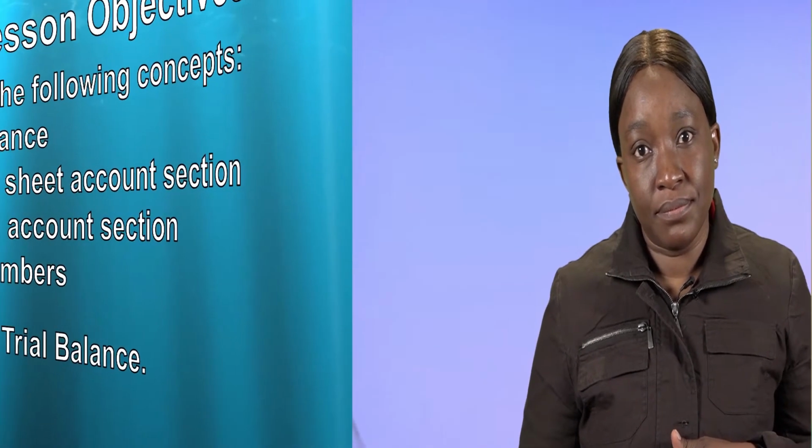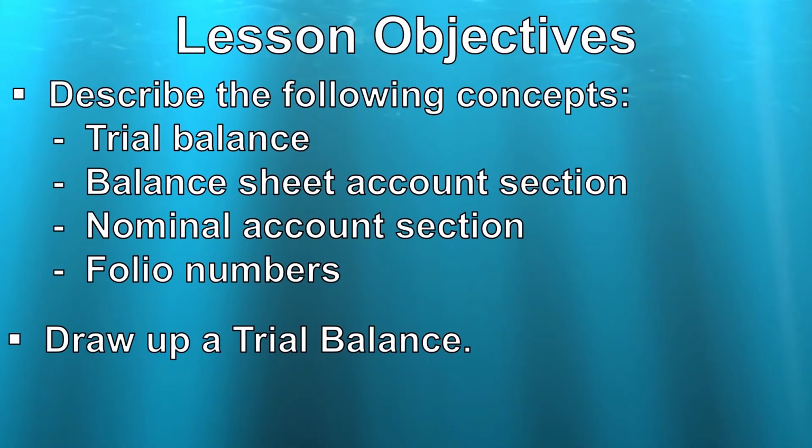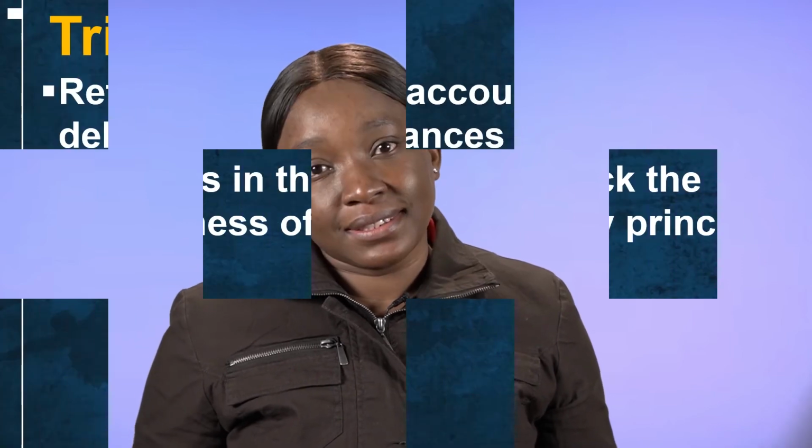Before we start, let us look at the lesson objectives. Define the following concepts, which are trial balance, balance sheet account section, nominal account section, and folio numbers. 2. Draw up a trial balance. Now that we know the lesson objectives, let's get started.